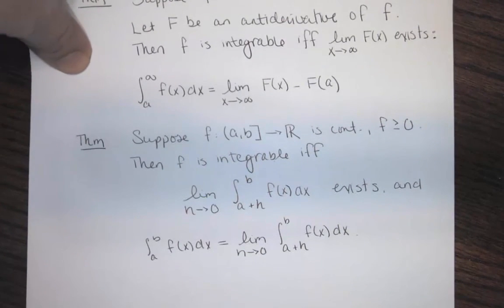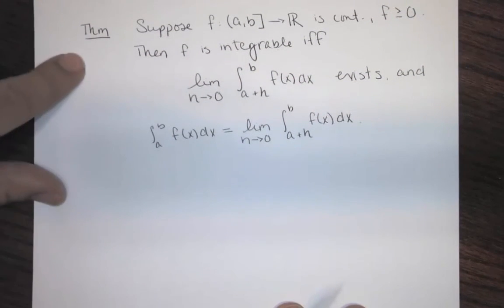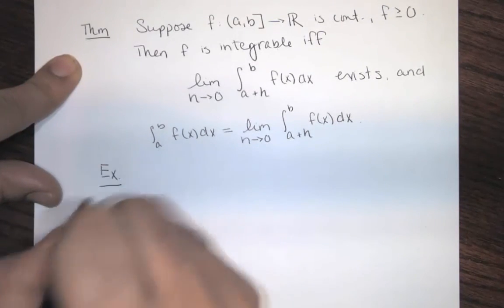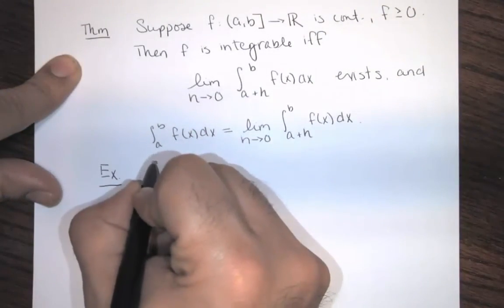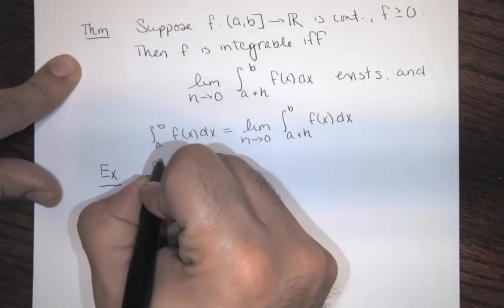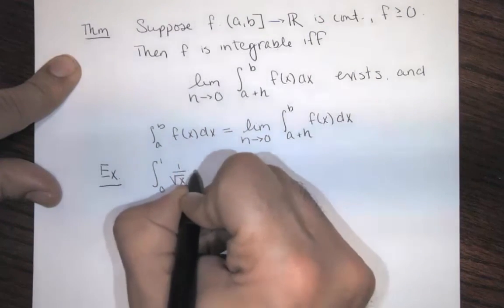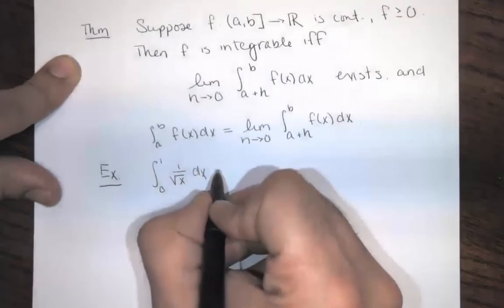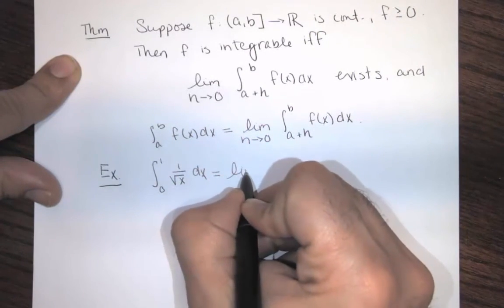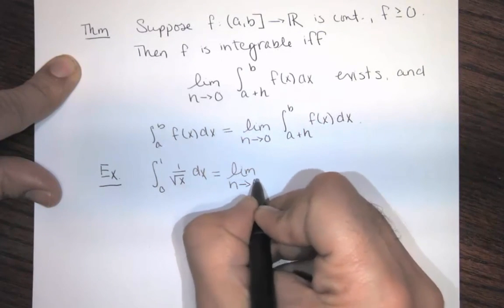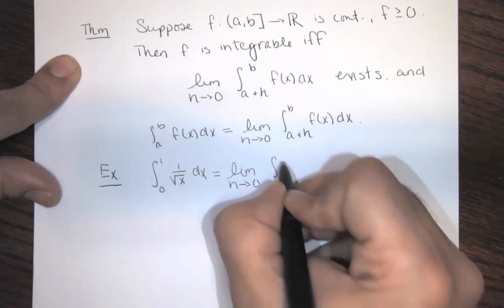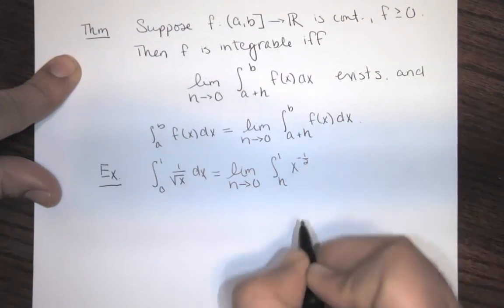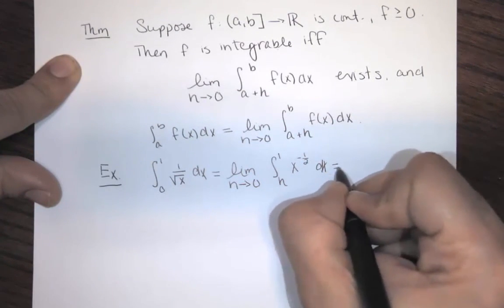So a couple of examples. Let's give an example first of this theorem. And in fact, we kind of saw one already. This function is not defined at 0, so we can say it's equal to the limit as h approaches 0 of the integral from h to 1. I'm going to rewrite this as x to the negative 1/2 dx.